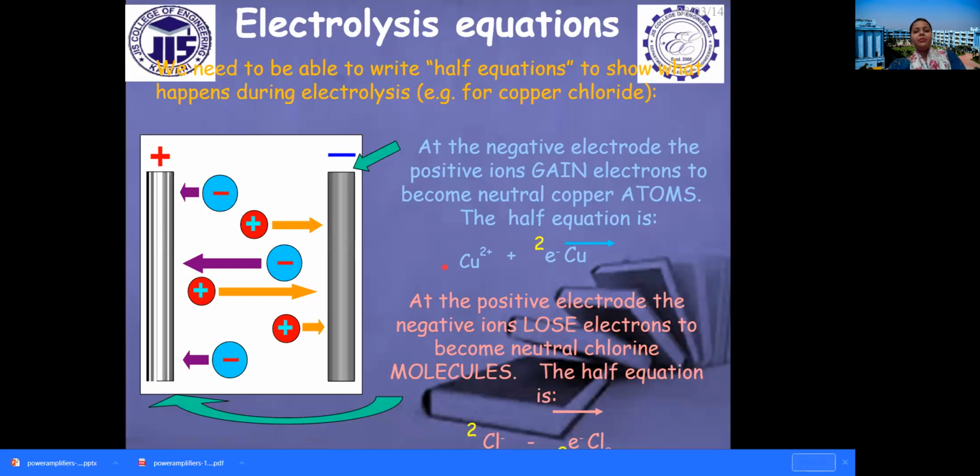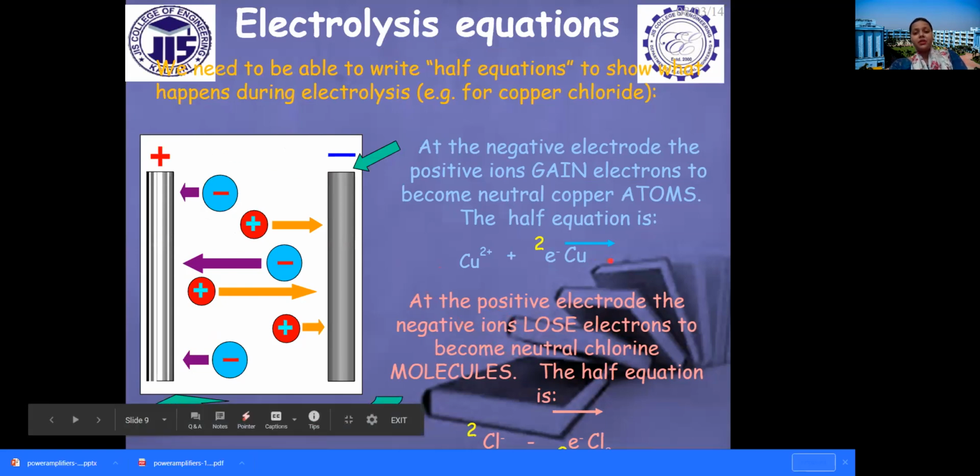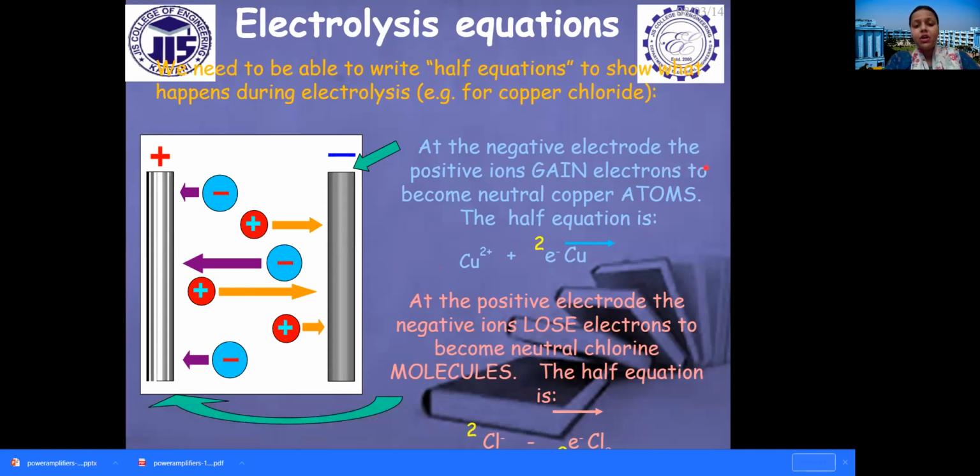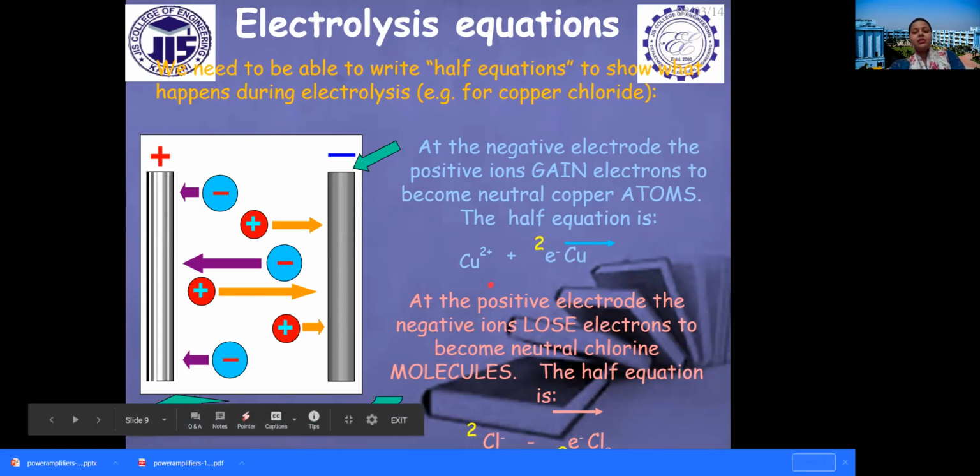We need to be able to write half equations to show what happens during electrolysis. These are known as electrolysis equations. At the negative electrode, the positive ions gain electrons to become neutral copper atoms. The half equation is Cu2+ plus 2 electrons gives Cu. At the positive electrode, the negative ions lose electrons to become a neutral chlorine molecule.